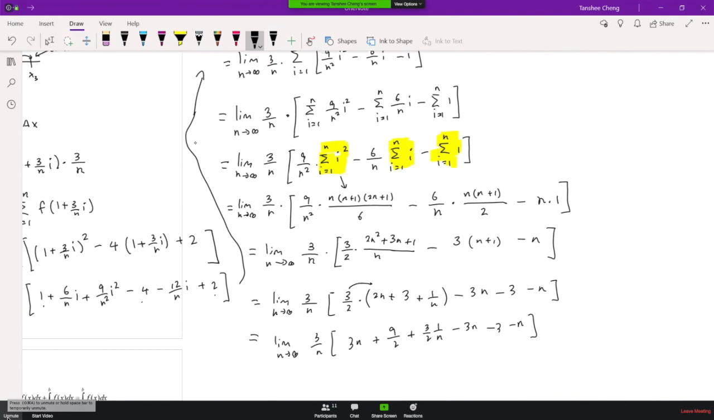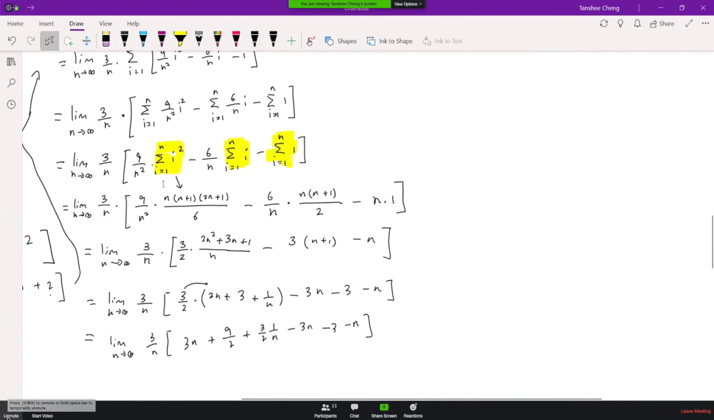So finally, the simplifying part is the one that you need to be careful about, after you understand these steps. So, limit as n approaches infinity of 3 over n times, with these two numbers, that will become 3 over 2 plus 3 over 2, 1 over n. Right? And then this n is left off, minus.